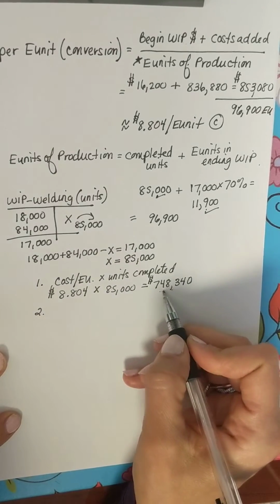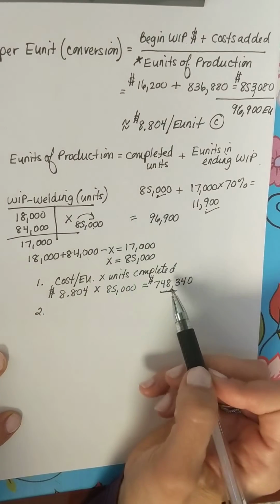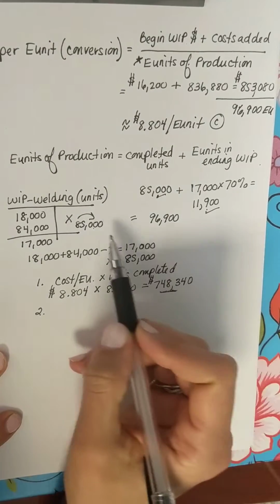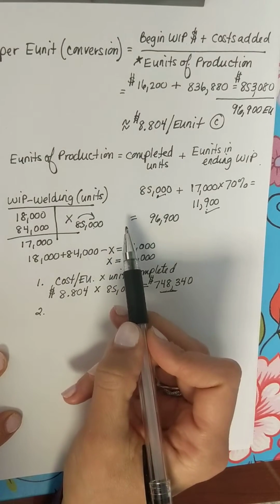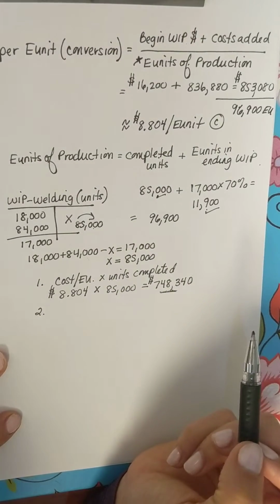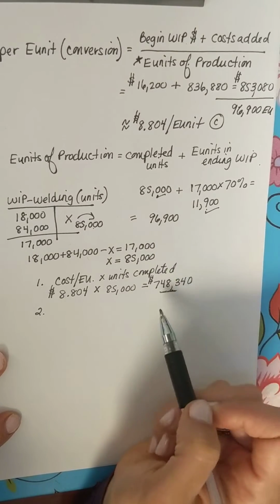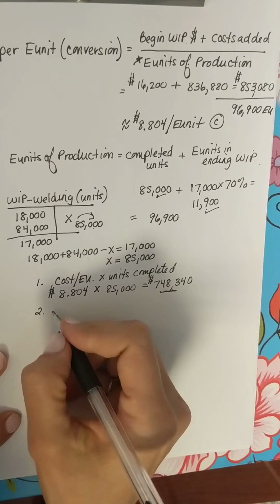Now, this cost, I just want to point out, is not the total cost of these 85,000. This is only for conversion. So if I wanted to know my true transfer into the next department, I would have to do this whole thing again for direct materials as well, which the problem doesn't give us. So this is only half of the puzzle.